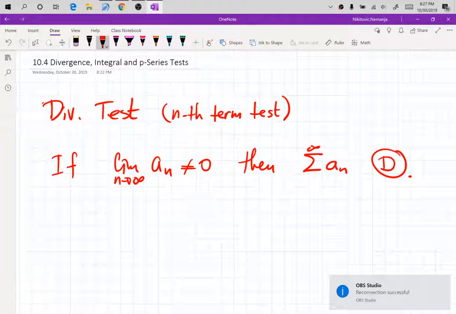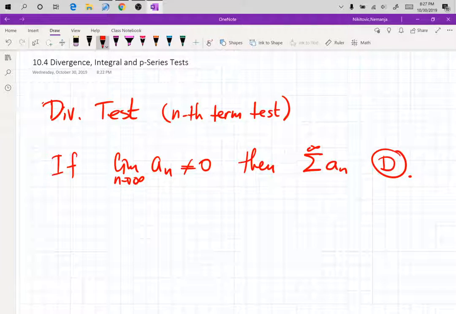But that's the one that could detect quickly. So let's see this test. I don't want to hear anything about convergence regarding this, right? If it diverges, it diverges. If the limit is 0, it can go either way. So we'll see about that.